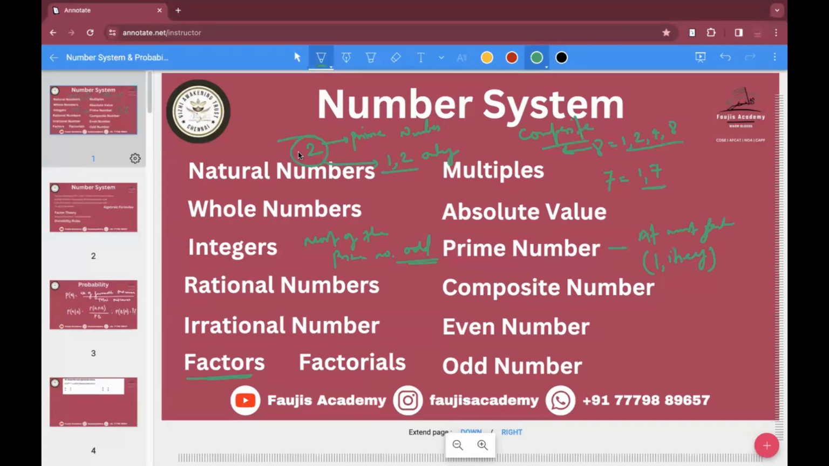This is your exception. There is no other even prime number in mathematics other than 2, which is even and also prime.